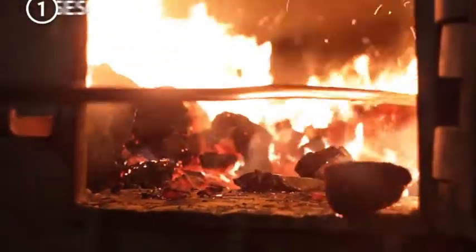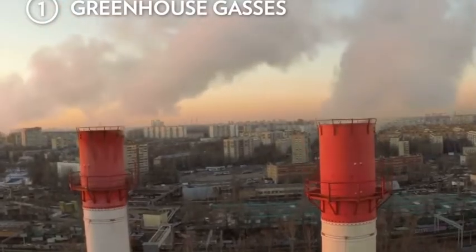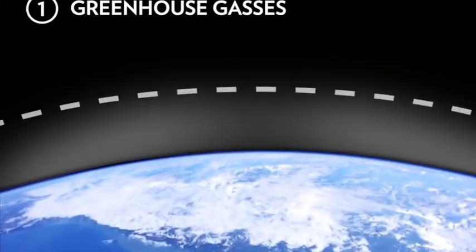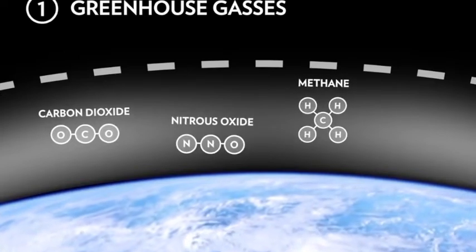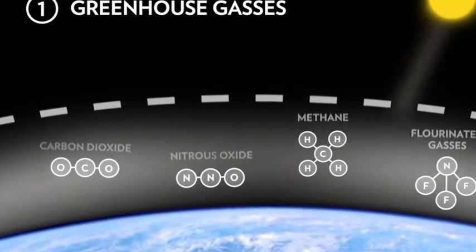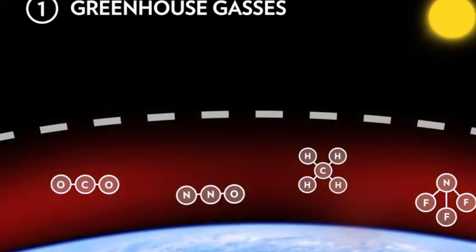When we burn fossil fuels to produce energy, they release greenhouse gases into the air. These emissions, such as carbon dioxide, methane, nitrous oxide, and fluorinated gases, trap heat from the sun in Earth's atmosphere, leading to a rise in global temperatures.